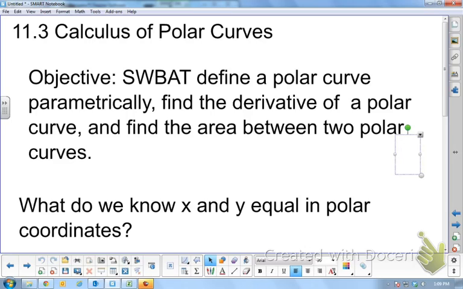So, we are going to do the calculus of our parametric curves. We're going to learn how to define a polar curve parametrically, find the derivative of a polar curve, and find the area between two polar curves.